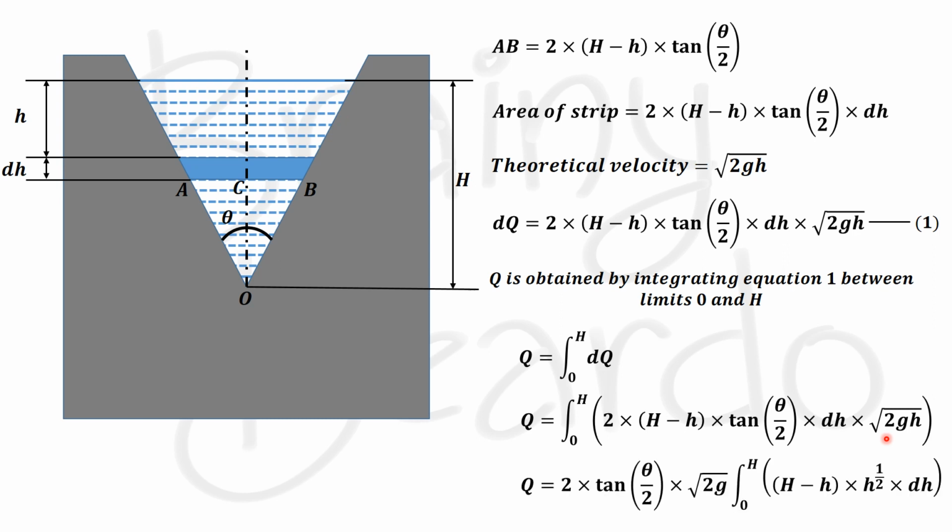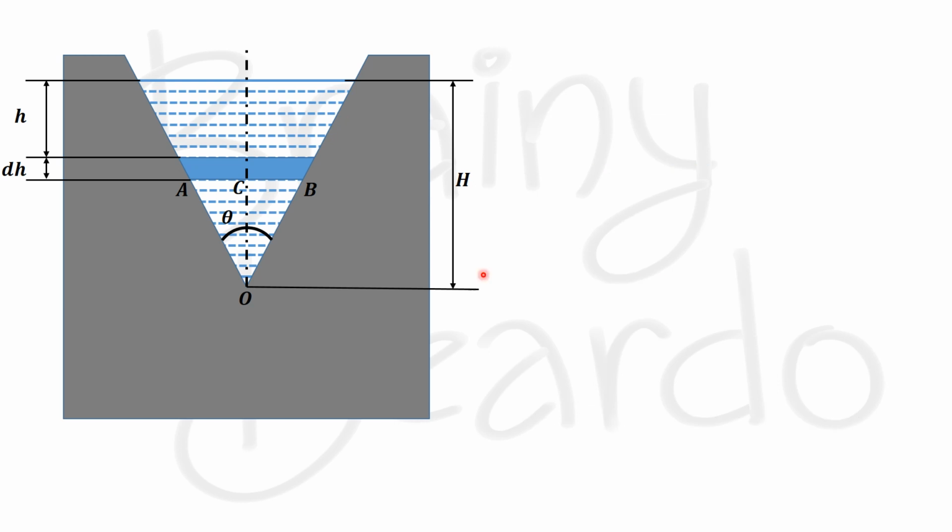So, we get Q is equal to 2 into tan(theta/2) into root of 2g, integration of 0 to H of (capital H minus small h) into h to the power of 1/2 into dh. Now when we open the brackets, we get Q is equal to 2 into tan(theta/2) into root of 2g, integration within the limits of 0 to H, capital H into small h to the power of 1/2 minus small h into small h to the power of 1/2. Now when you simplify this, when we add up the powers, we get 1 plus 1/2, that will be equal to 3/2.